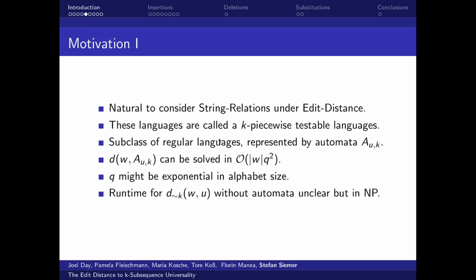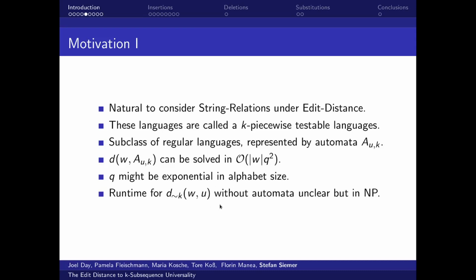So these k-piecewise testable languages can therefore be represented as an automaton, and we can solve the word-language distance between this word w and the automaton by an algorithm that runs in size of the word times the states of the automaton squared. But there's one problem. The number of states Q might be exponential in alphabet size.